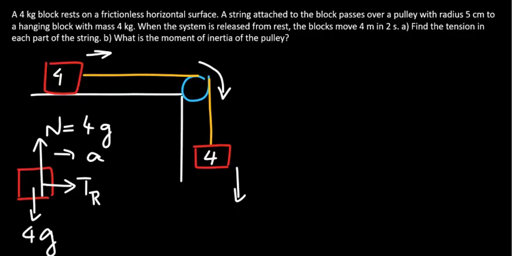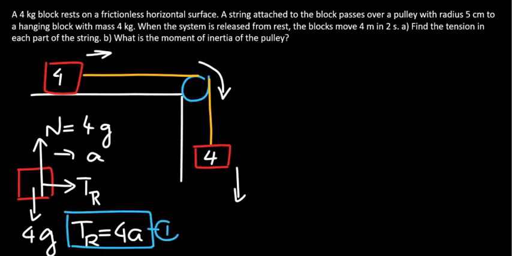And this normal force in this case is just equivalent to the weight. And then there is this acceleration, the linear acceleration. Newton's second law immediately tells us that the rightward tension is the one that is causing the acceleration of this object. So the net force is that TR, and that equals mass times acceleration, so TR equals 4 times A. So let's call this equation 1.